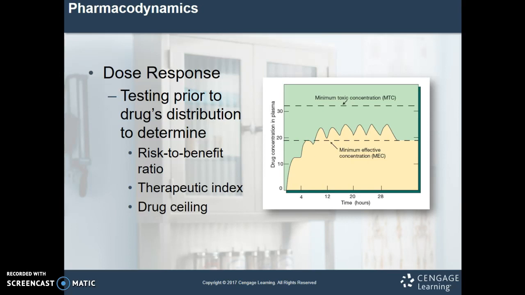So on the picture to the right, the therapeutic range would be the area in between the dashed lines. Anything above the top dashed line is toxic. Anything below the bottom dashed line is ineffective. So that's what we call a therapeutic window or index. You will hear it referred to more frequently as a window more than an index, but that's just clinical terms.